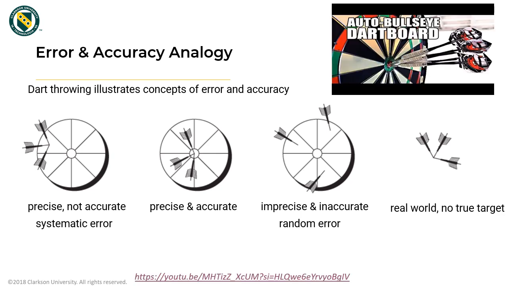As a fun aside, check out Mark Rober's video about a dartboard that corrects errors in every throw for a perfect bullseye.